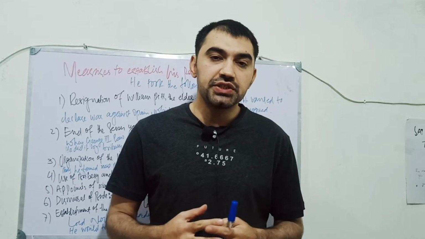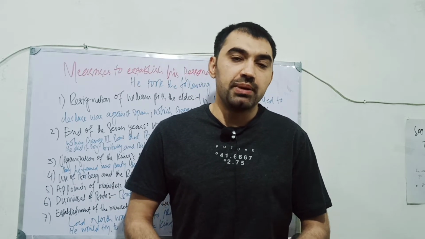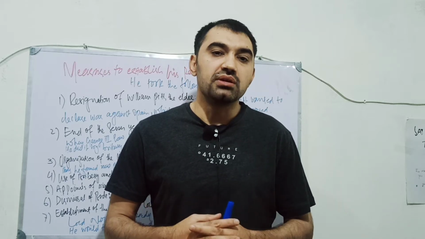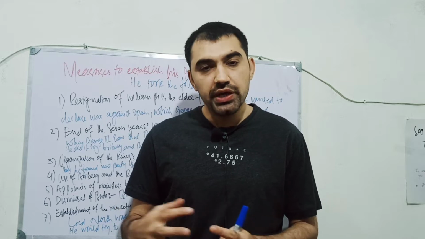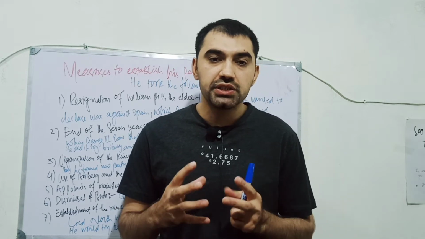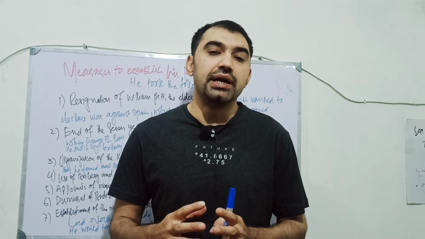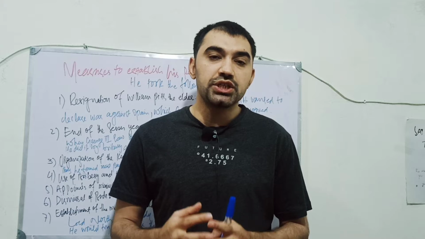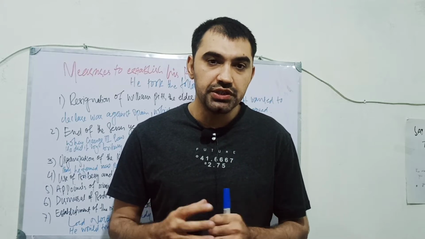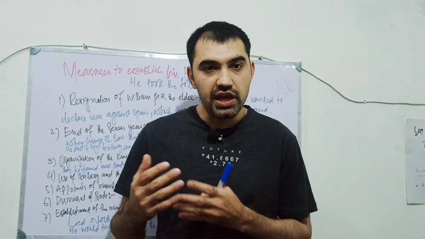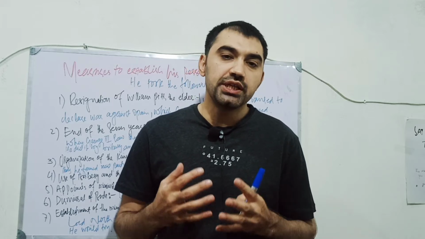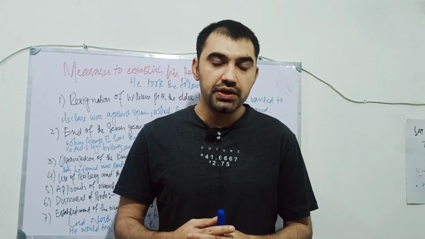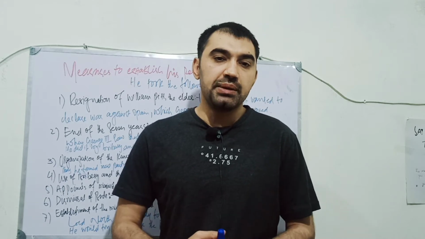Continuing from the previous lecture, in which we talked about the circumstances that led to the personal rule of George III. In today's lecture we will talk about the measures that George III took and established his personal rule. In the previous lecture, we talked in detail about George III, and continuing from that, now we are going to deal with the second part of George III's era or times.